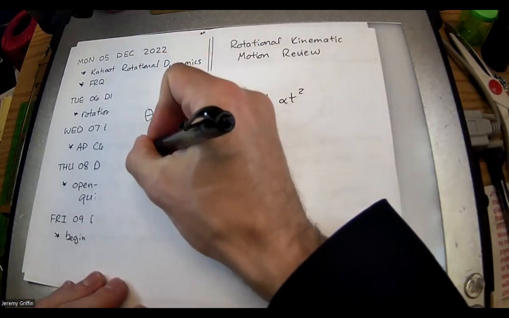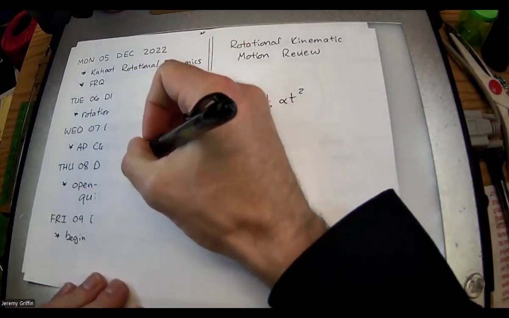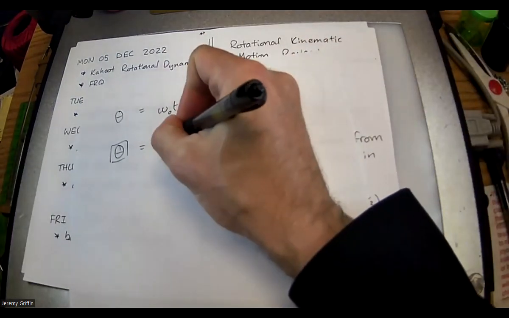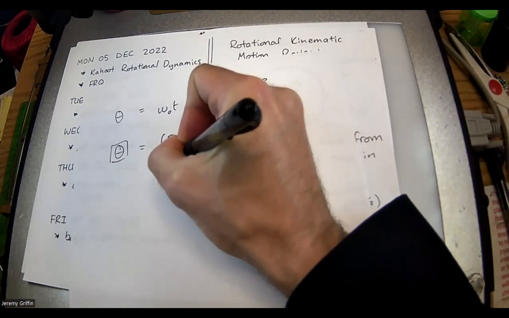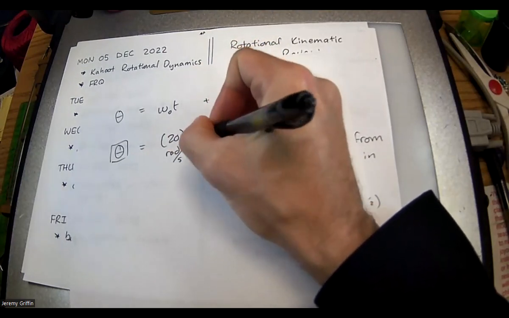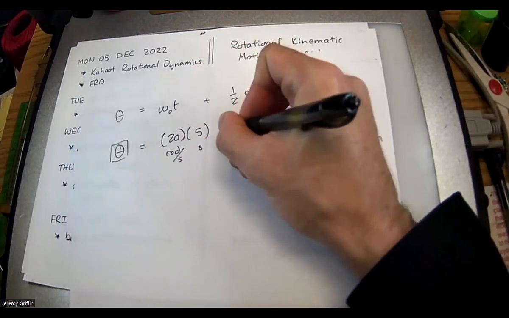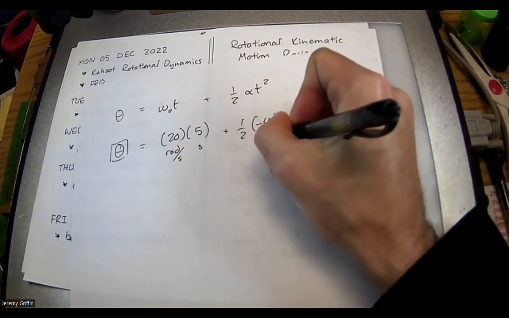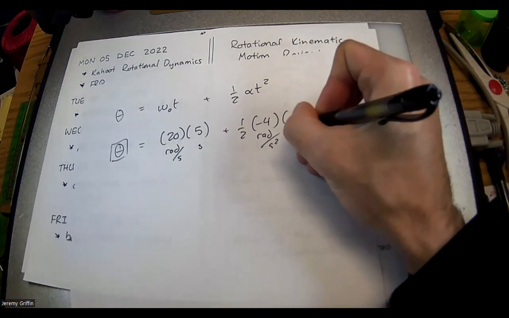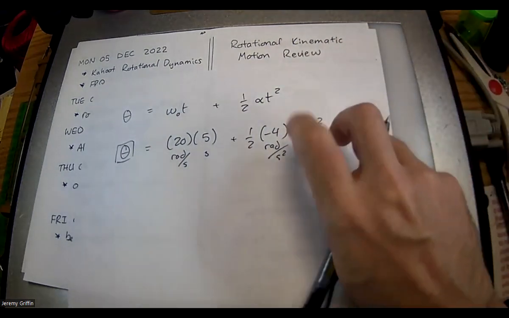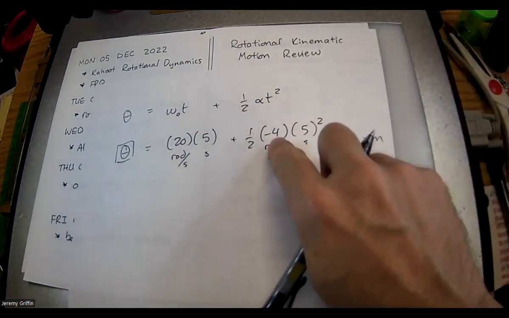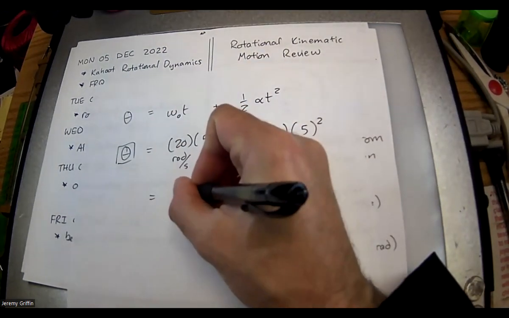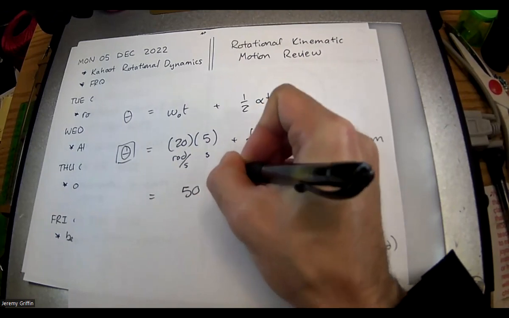Okay, let's try it this way. So here's the number of radians that we're solving for. We know it was rotating at 20 radians per second, and we're going 5 seconds, plus 1/2 times -4 radians per second squared, and then 5 seconds shows up again, squared. See, 5 times 5 is 25, times 4 divided by 2 is 50, so 100 minus 50. That's 50. And then the unit is radians.